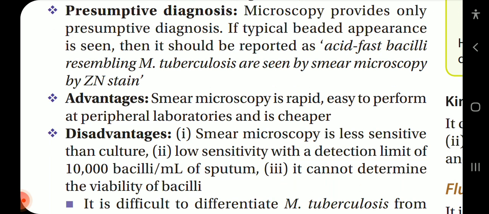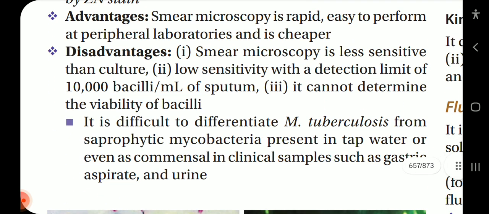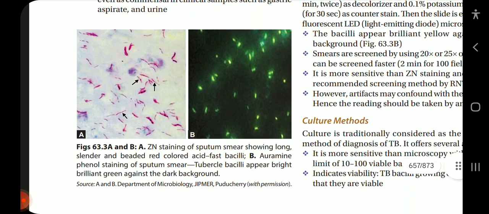Advantages: smear microscopy is rapid, easy to perform at peripheral laboratories and is cheaper. Disadvantages: smear microscopy is less sensitive than culture, with a low sensitivity and a detection limit of 10,000 bacilli per ml of sputum. It cannot determine the viability of the bacilli. It is difficult to differentiate MTB from saprophytic mycobacteria present in tap water or even in clinical samples such as gastric aspirate and urine.